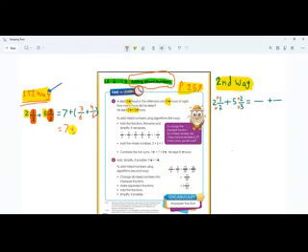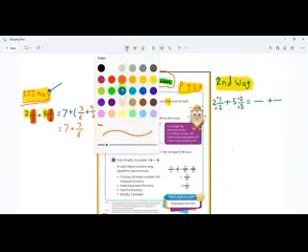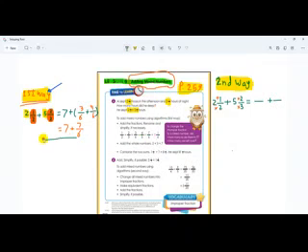But don't forget, 7 out of 6 is an improper fraction. This improper fraction, we can write as a mixed number, a whole number and a fraction. So this 7 out of 6, we can write as 1 and 1 out of 6. Why? Because 7 sixths has 6 sixths, and that is 1. So we can write 7 out of 6 as 1 and 1 out of 6.